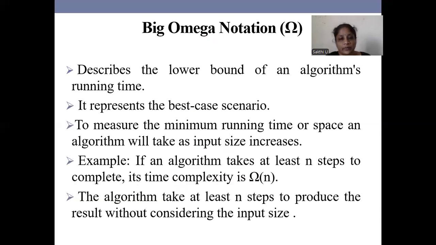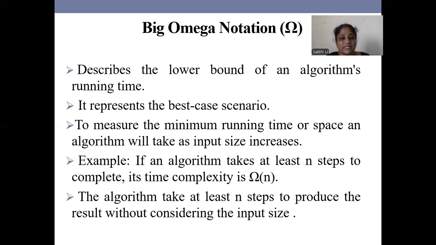And big omega notation is the lower bound, the best case: how much minimum time it takes to produce the result for input size n. It defines the best case scenario. To measure the minimum running time or space of an algorithm with respect to input size n, as it increases, what will be the minimum amount of time taken by the algorithm? That is called big omega notation.